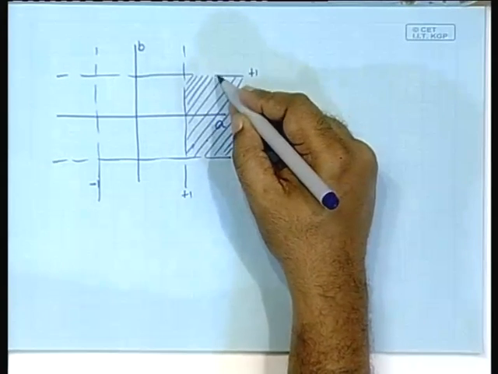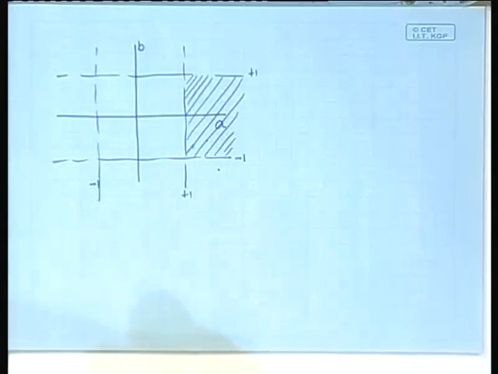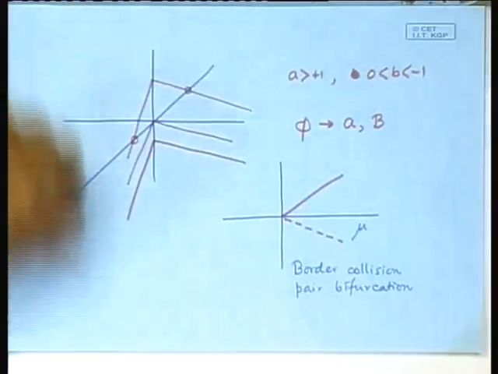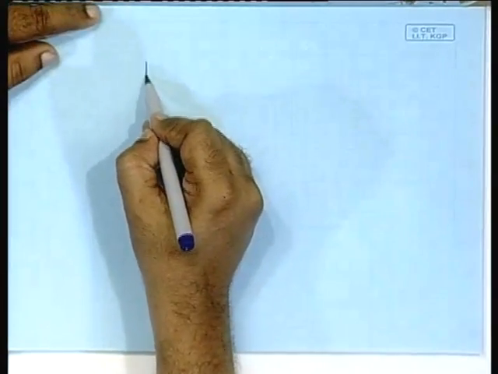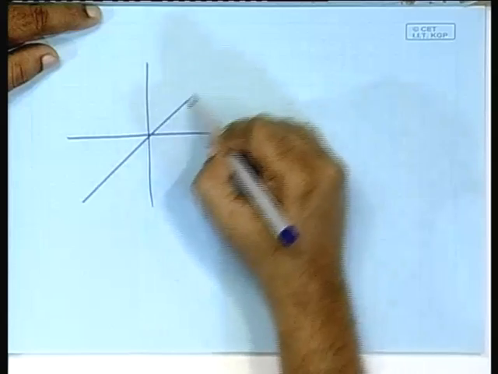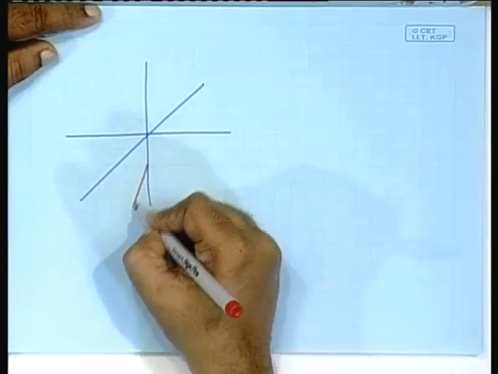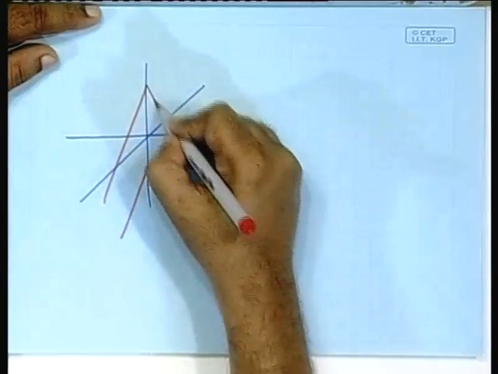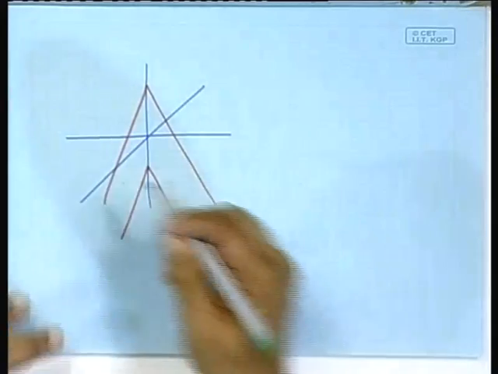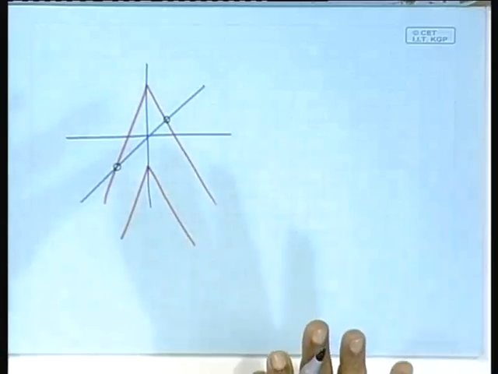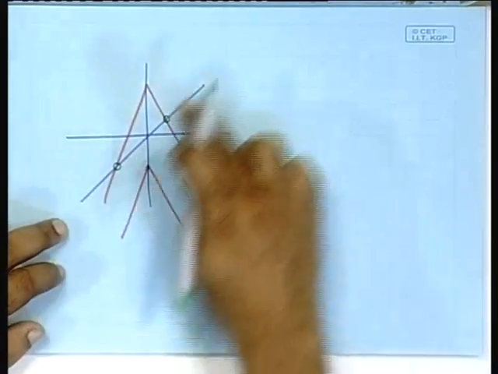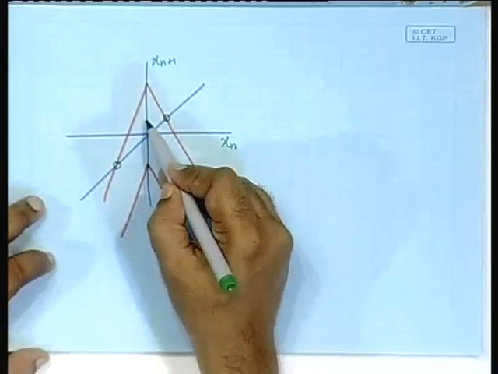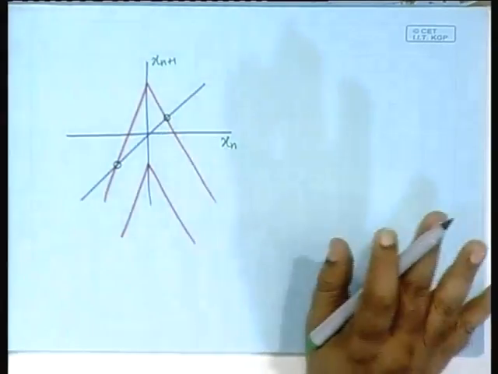Now, imagine that you change B to a value somewhere here. So, what is the situation? A is greater than plus 1 and B is less than minus 1. Let us see what happens then. Now, the situation is A is greater than plus 1, B is less than minus 1. When it is crossed, it will be like this. Notice now, two fixed points are born. In this situation, there was no fixed point, there was no intersection with the 45-degree line. But the moment it has crossed mu is equal to 0, you will have two fixed points, but both unstable.